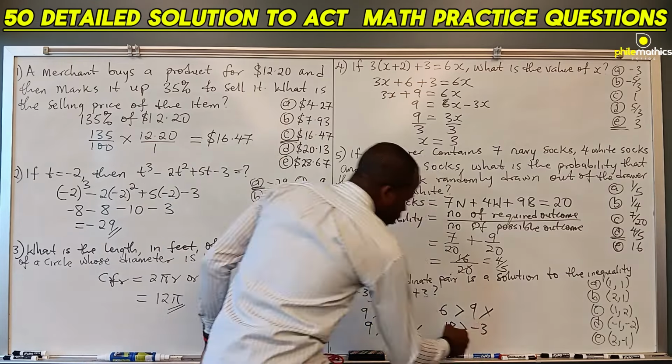D also will not satisfy it, because if we put 2 for x, this will be 15. If we put minus 1 for x, this will be 15. 15 is not greater than 15. So the correct option is minus 1, minus 2. This is the correct option.